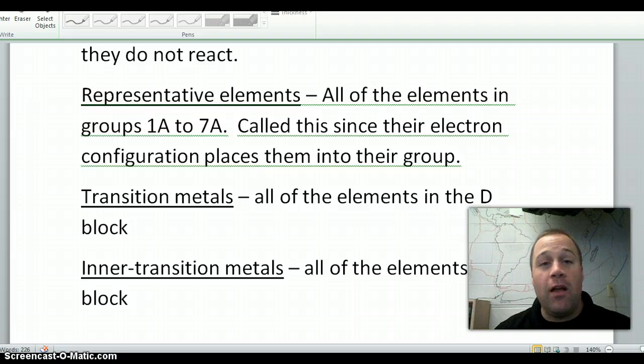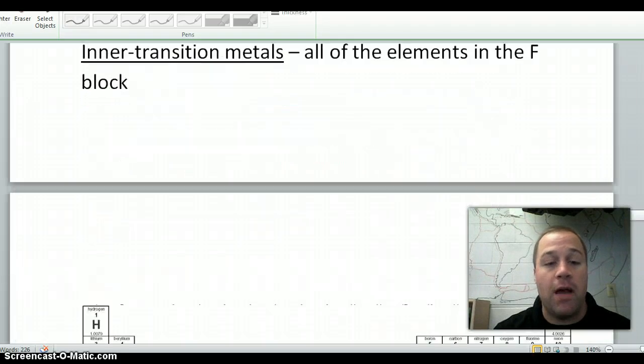The transition metals are the elements in the D block, the 10 in the middle. And the inner transition metals are sometimes called the rare earth metals, and they're in the F block down on the bottom of the periodic table.